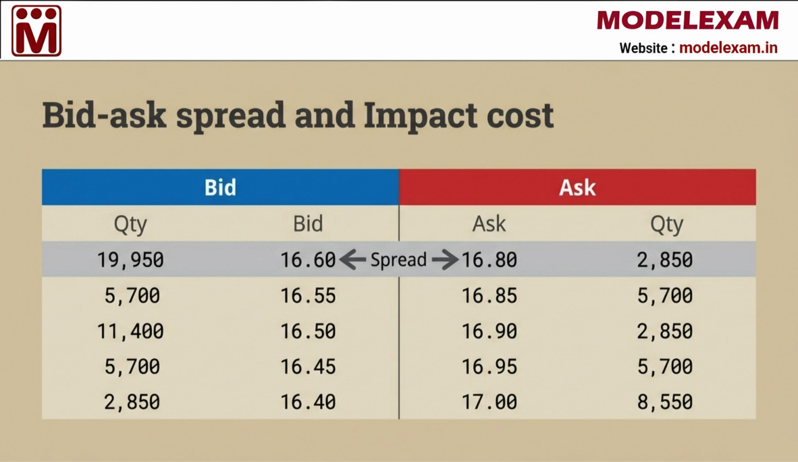We can see this in action by looking at a sample order book for an option. On the buy side, the best bid price is 16.60 for 19,950 units. On the sell side, the best ask price is 16.80 for 2,850 units. The gap between these two numbers is the spread that affects your entry and exit prices.